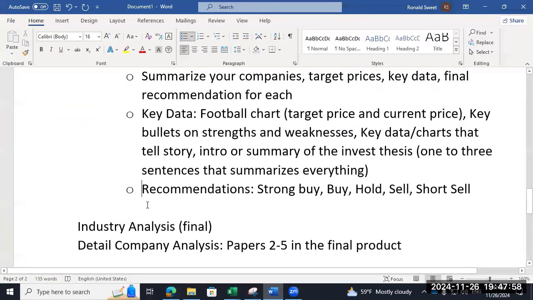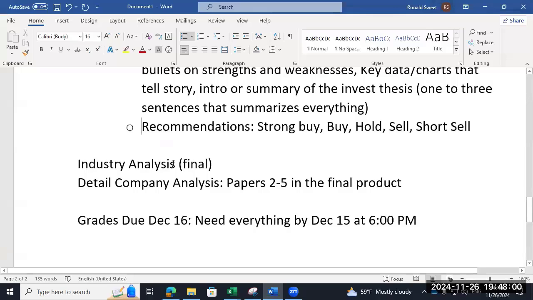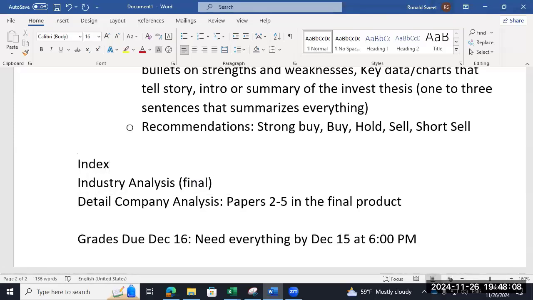And then your final recommendation, put your industry analysis and then in your company papers. You probably are going to need an index, I would think, after your executive summary. I don't like the index before the exec summary. I think it just looks weird. So put an index and an industry analysis and then your company reports.